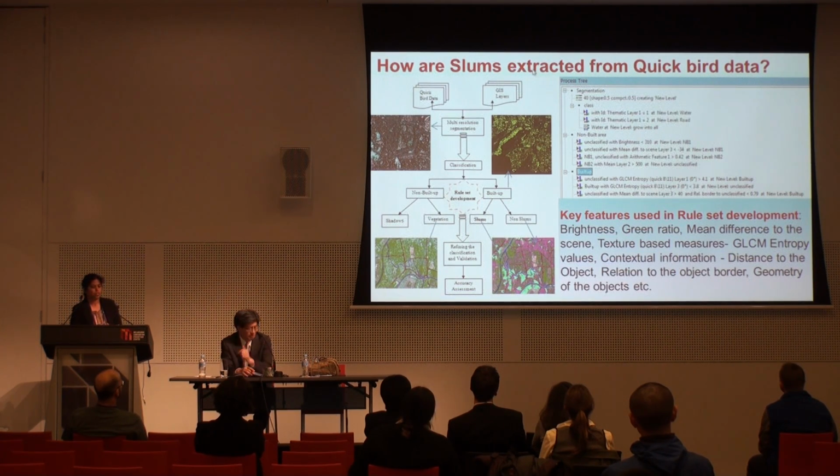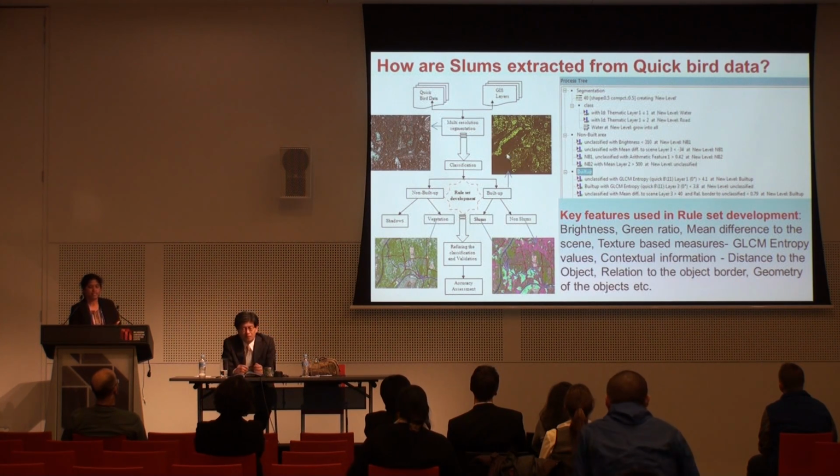First, multi-resolution segmentation has taken place. We got the basic meaningful image objects. Those objects are then classified into built-up and non-built-up. Then within the built-up areas we classified slums and non-slums.